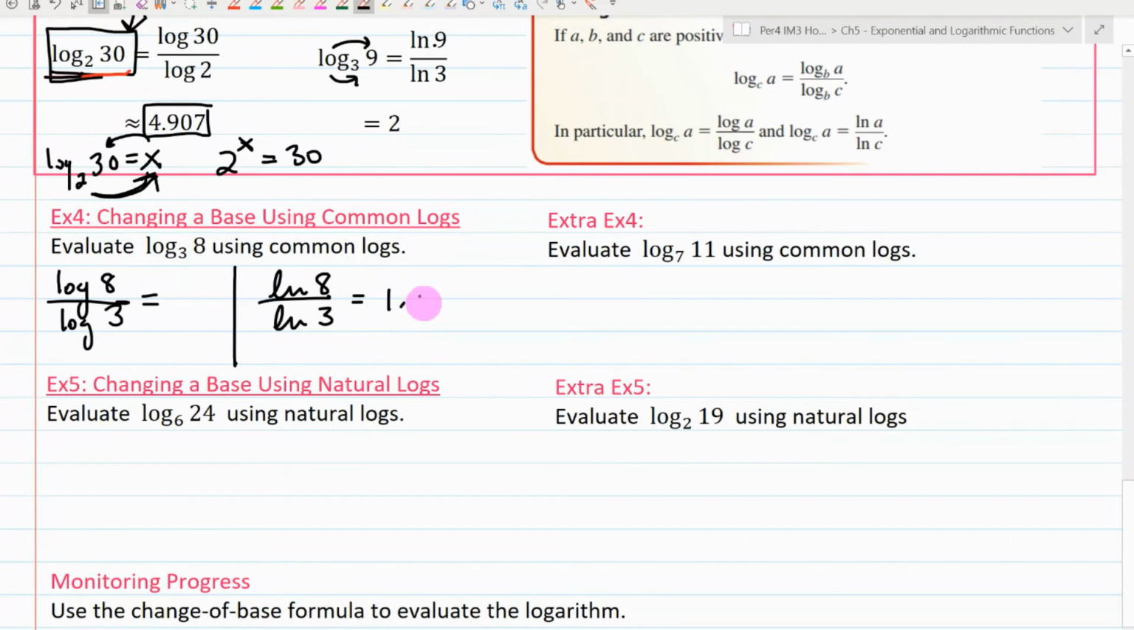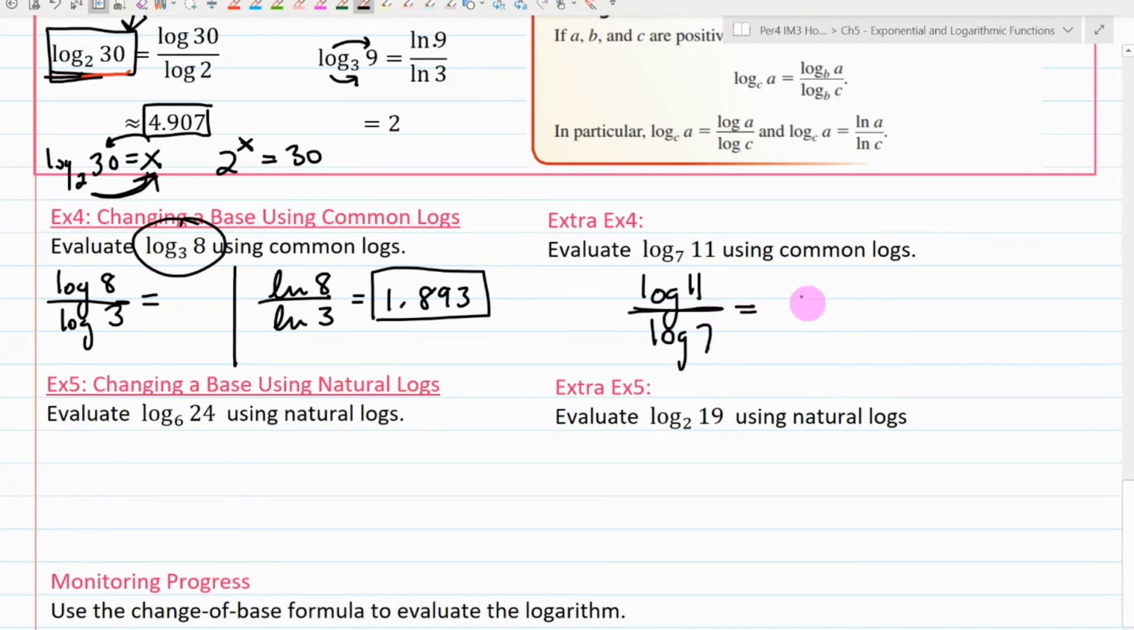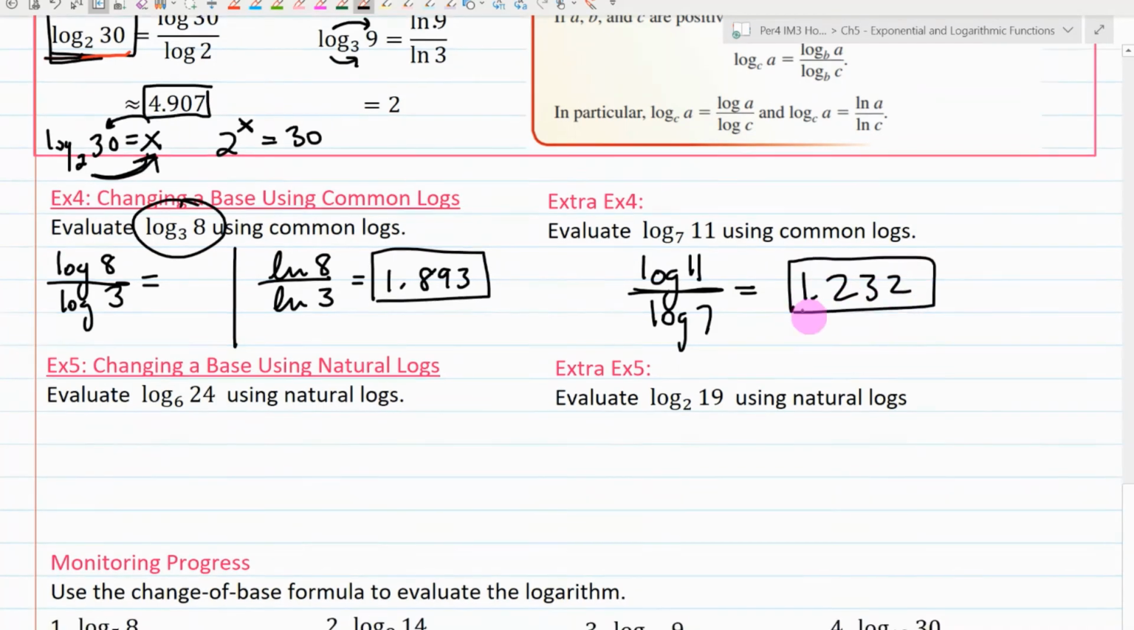So you get 1.893. Okay, so using this one, log of 11 divided by log of 7, you get 1.232. Go ahead and do the next.